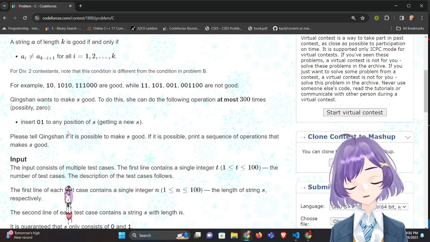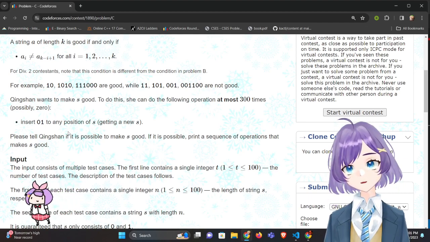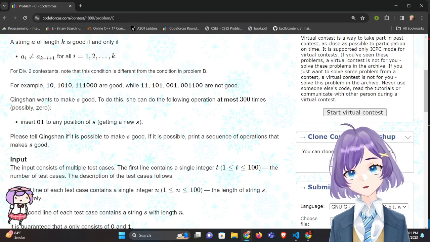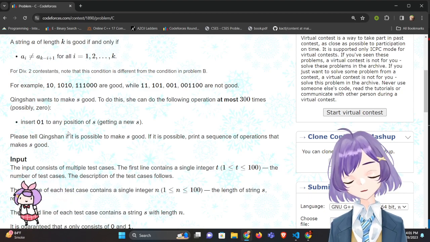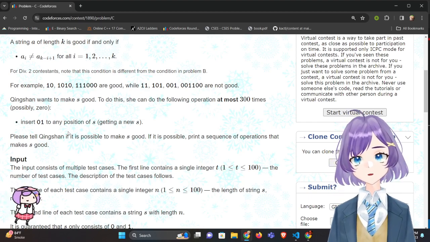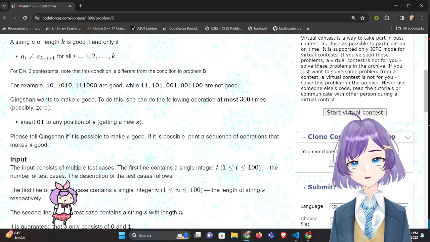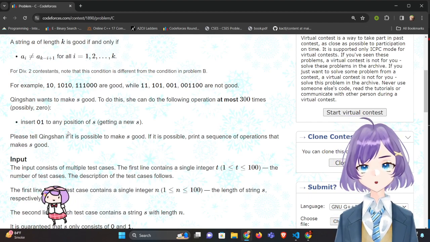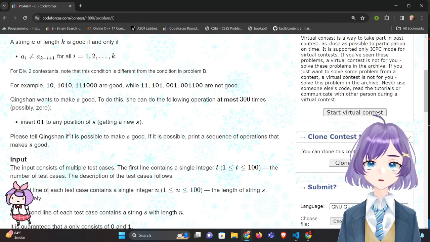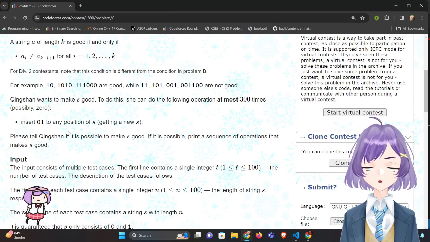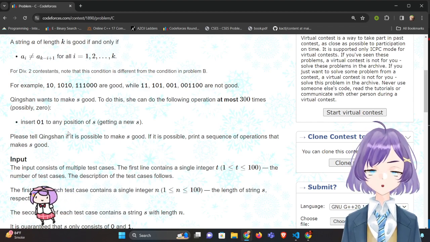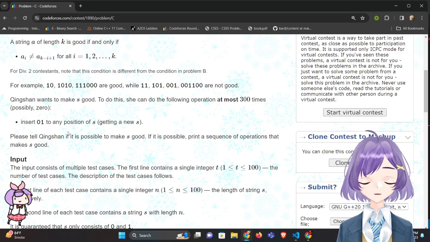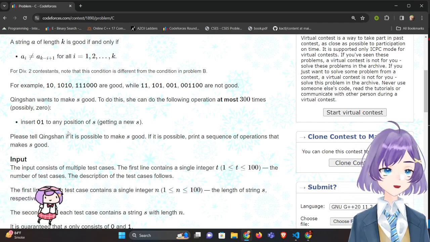I from 1. A of 1 should not be equal to A of 6 minus 1 plus 1. A of 1 should not be equal to A of 6. A of 2 should not be equal to A of 5. So wouldn't that guarantee that an odd length string will always... No. Currently, an odd length of the string will be not good. But I can't talk about the future.